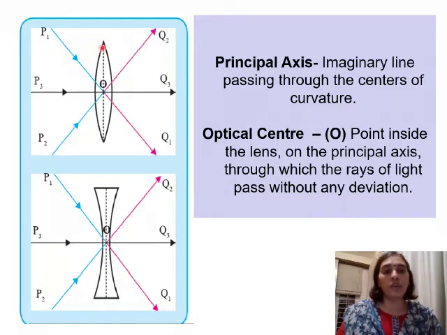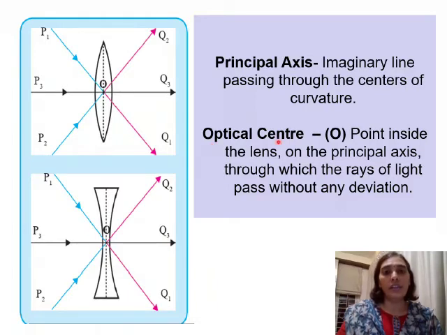Suppose here we have a biconvex lens, and the centers of curvature will be present on either side. If a line is passing through the centers of curvature, then it is referred to as the principal axis. So we can consider this ray presently to be the principal axis, which is passing through the centers of curvature. Similarly, in a biconcave lens also, we have two centers of curvature, and a line that is passing through them is the principal axis.